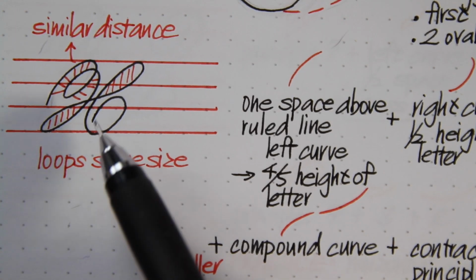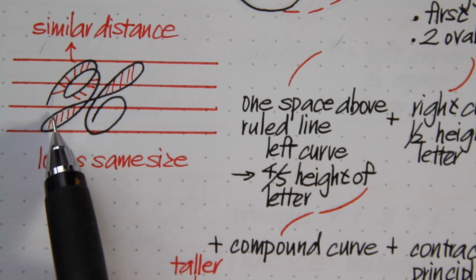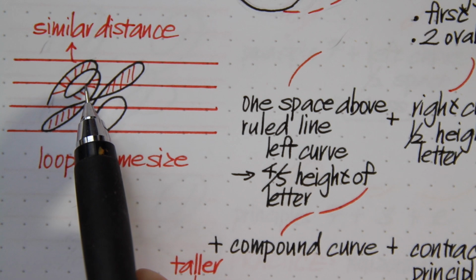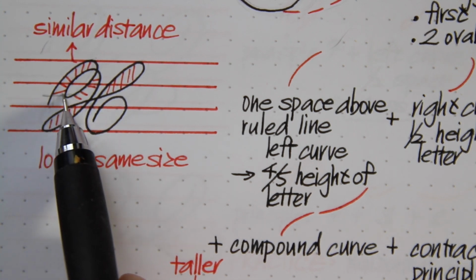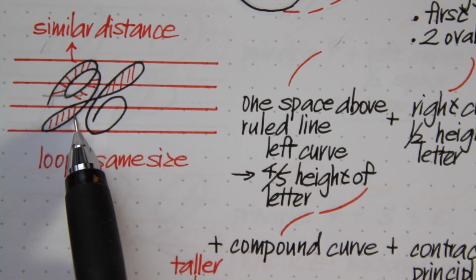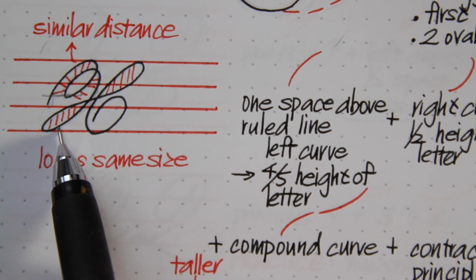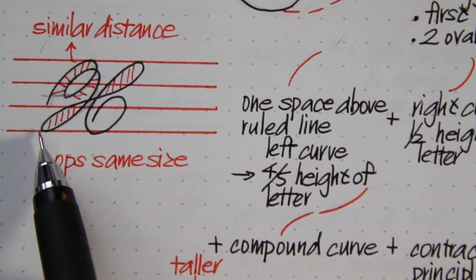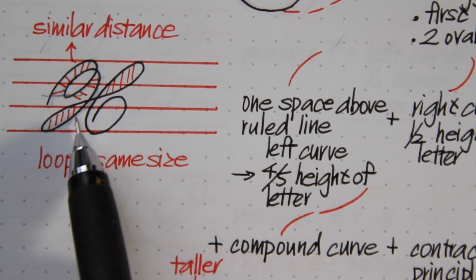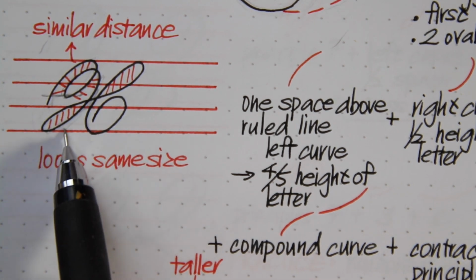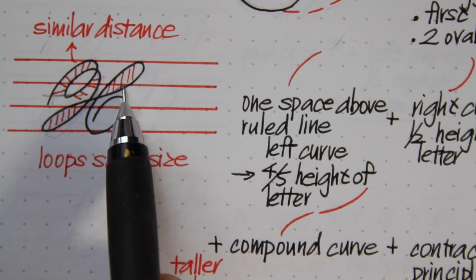The letter H begins one space above the ruled line. We go up with a left curve, continue down with a right curve that is half the height of the letter, form the loop with the left curve, right curve down to the baseline. This is very important because a lot of people's H's here is straight. It should not be straight. It is part of an oval. It is the right curve of an oval. Down to the baseline, compound curve up. So left curve, right curve.